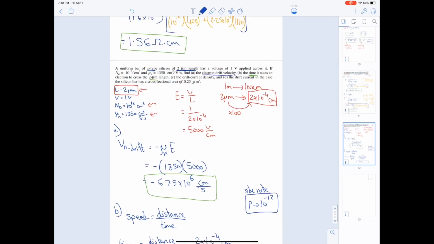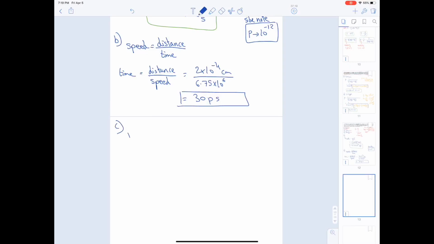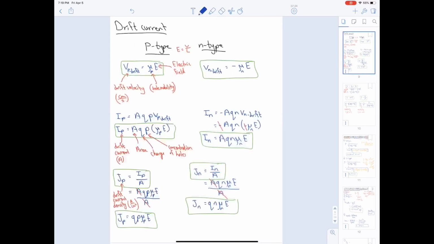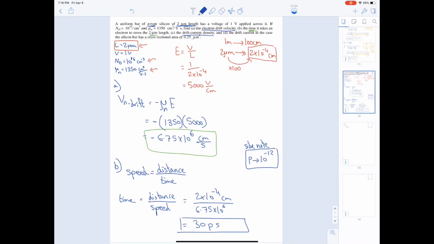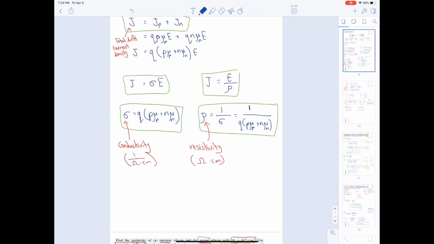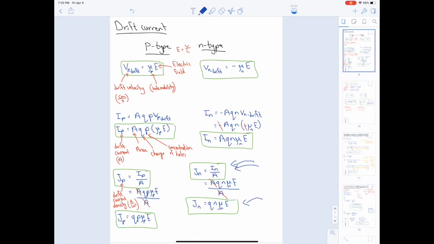What's the next requirement in the question? They need the drift current density. Drift current density is Jn. Jn is In divided by area, or this equation. Now going back and looking at the question, you will notice that you do not have area, right? We do not have an area in the question, so we cannot use this equation.